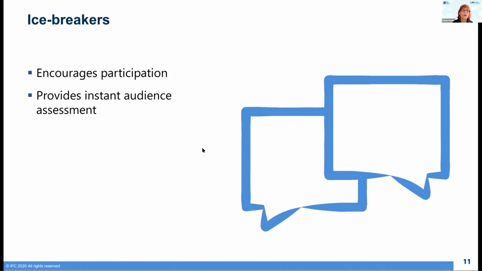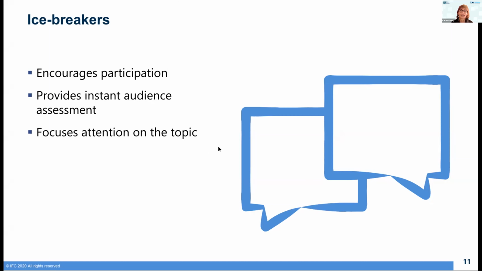The icebreaker can also provide an instant audience assessment. You know, no matter how much of a needs assessment you do ahead of time, you never quite know who's in your class until they show up. So if you do an icebreaker that gives you some sort of specific information about their experience levels, then you can tailor your talk a little bit more appropriately for their needs.